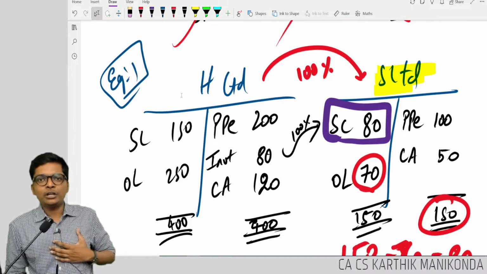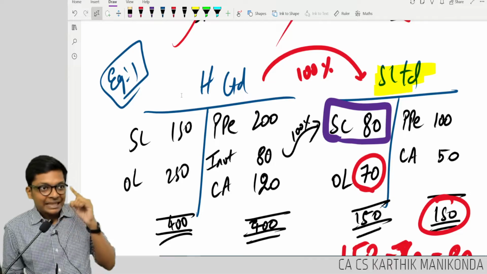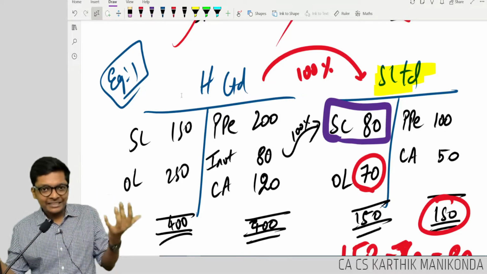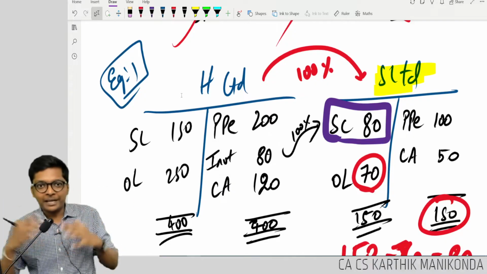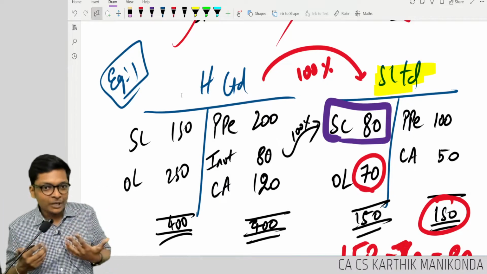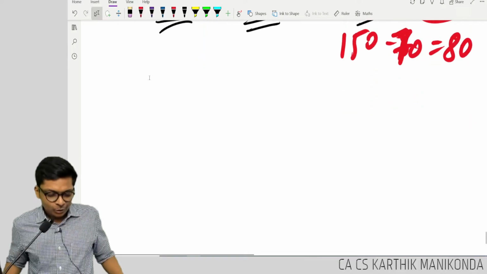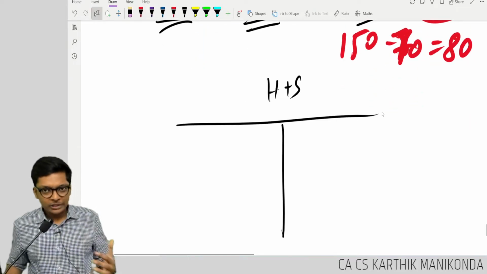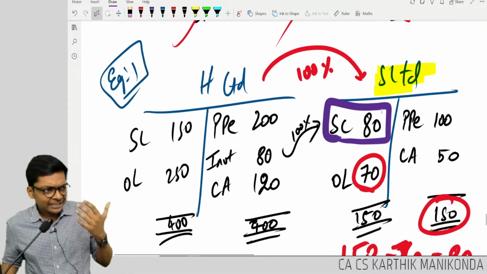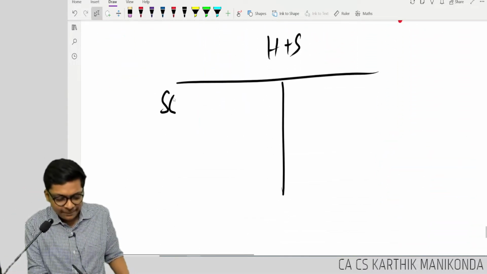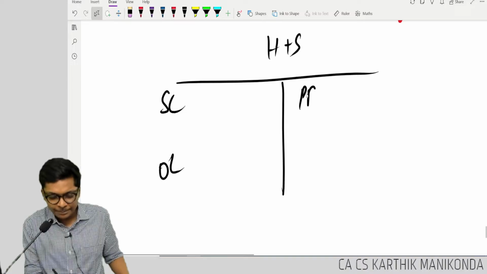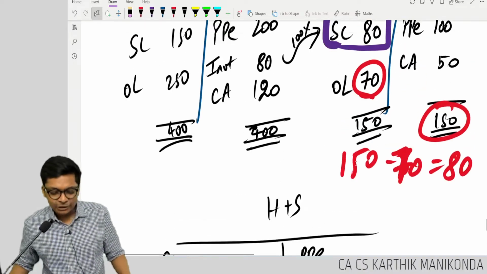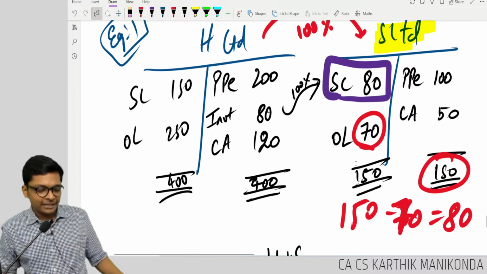Now I told you consolidation is nothing but line by line addition. Left hand side plus right hand side, 1 plus 1 is what, guys? 2. So I am going to write now H plus S. With me, guys, we are doing consolidation. Let's first write the headings, guys. Same share capital, other liabilities, PPE, investments, current assets. That's why I didn't keep detail. I just kept the broad category.